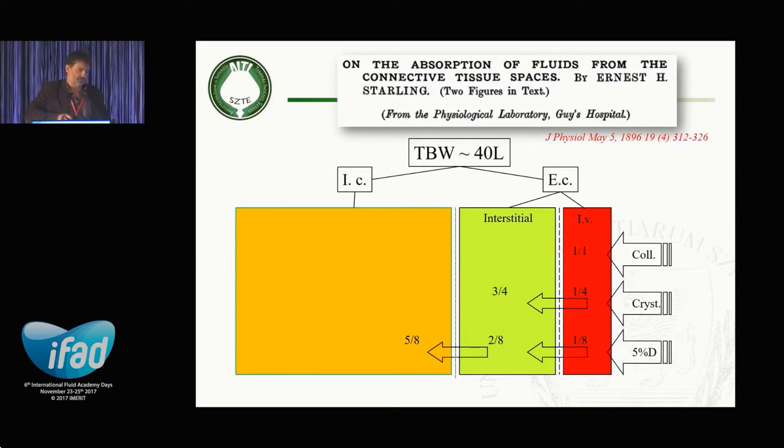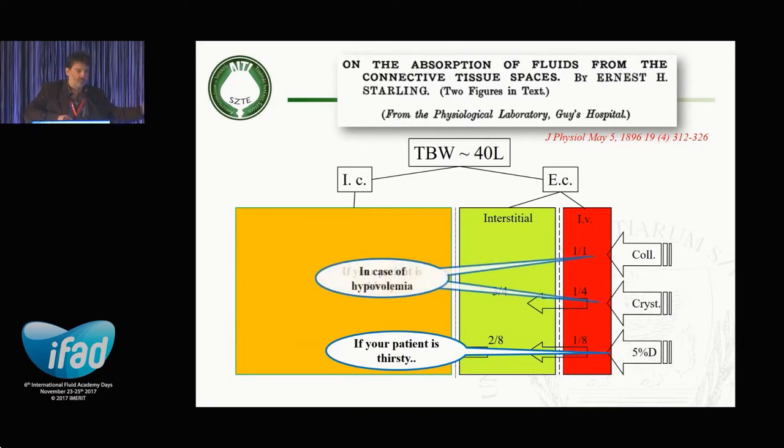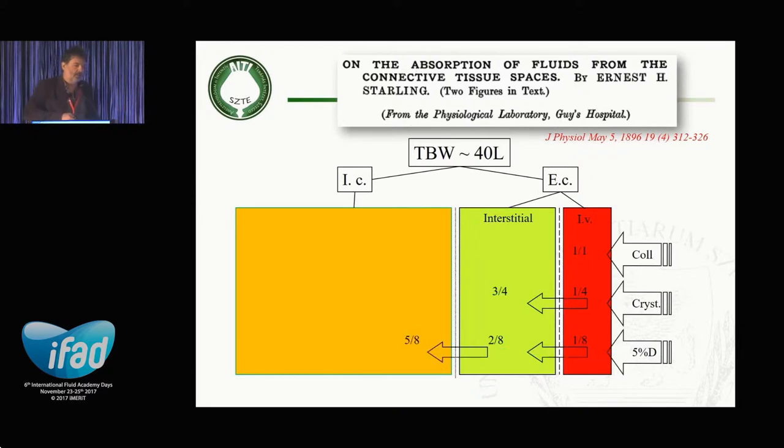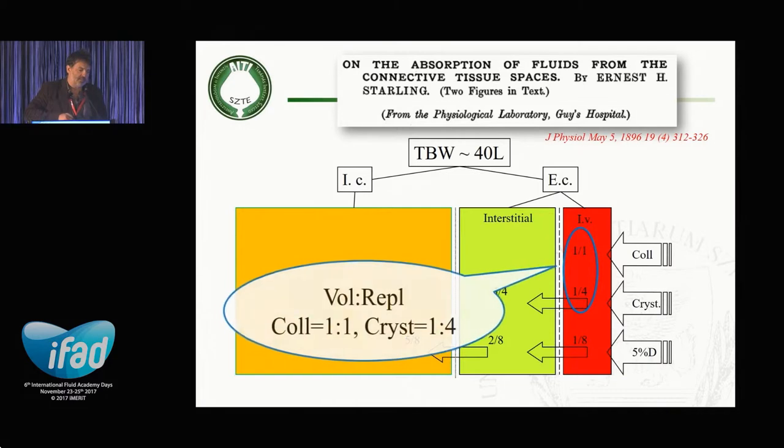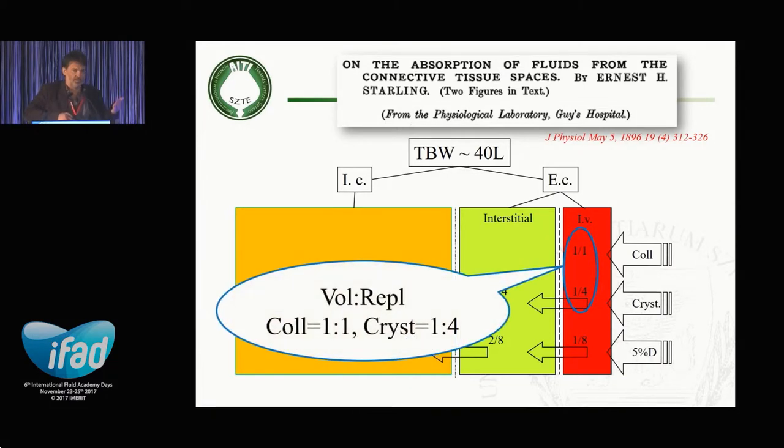Now, if your patient is thirsty, dehydrated, you should give water. When you are thirsty after partying during the night, you drink water, okay? But when your patient is hypovolemic, you have two choices. You either give colloid or crystalloid. Now, the volume replacement ratio, following Starling's principle, is that you replace 1 unit of blood loss by 4 units of crystalloid, or fundamentally by 1 unit of colloid.